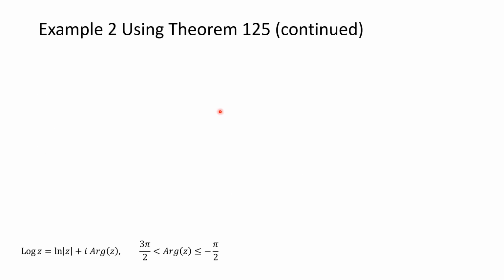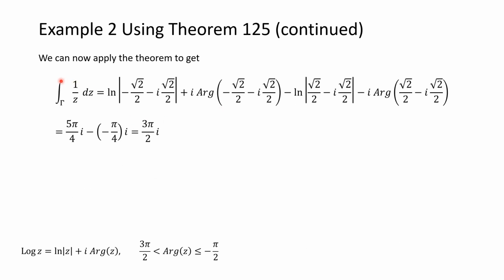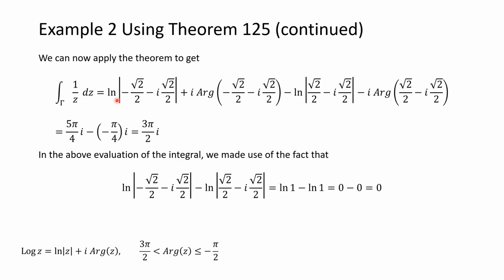So we can now complete our derivation or evaluation of the integral of 1 over z, remembering our definition for the log as we redefined it on the previous slide. So we plug in the two endpoints here, the minus square root of 2 over 2 minus i square root of 2 over 2, and we have to plug that in for z here and here. And then with the other endpoint, we plug in also. So the two natural logs that we have cancel each other out. I've written those down here.